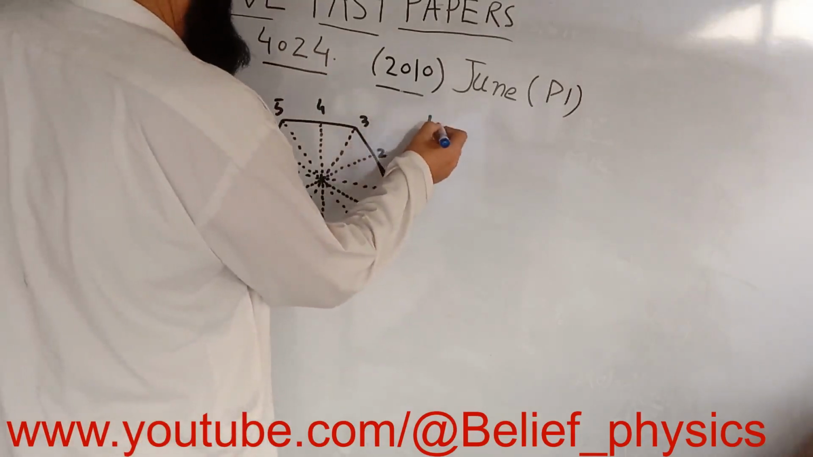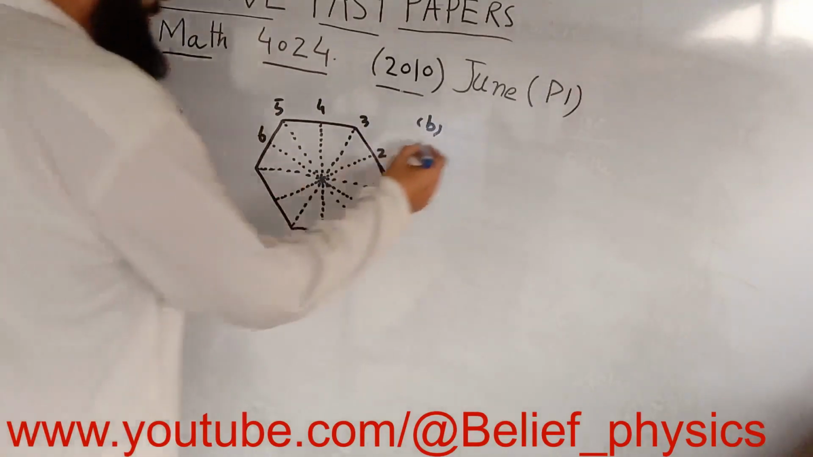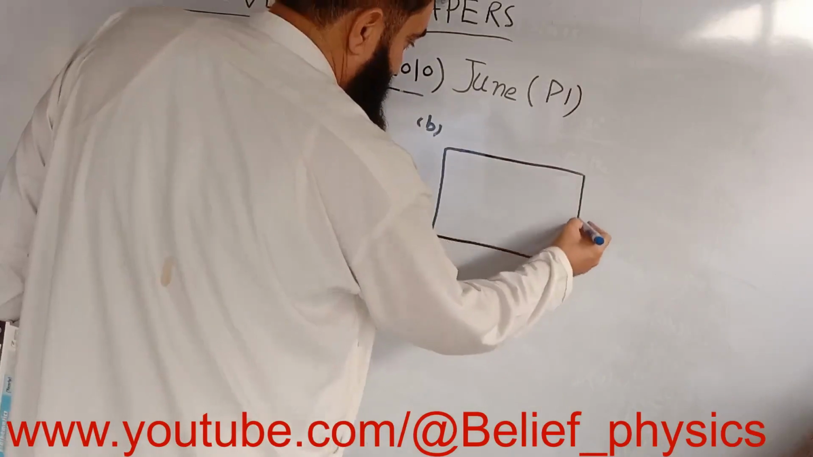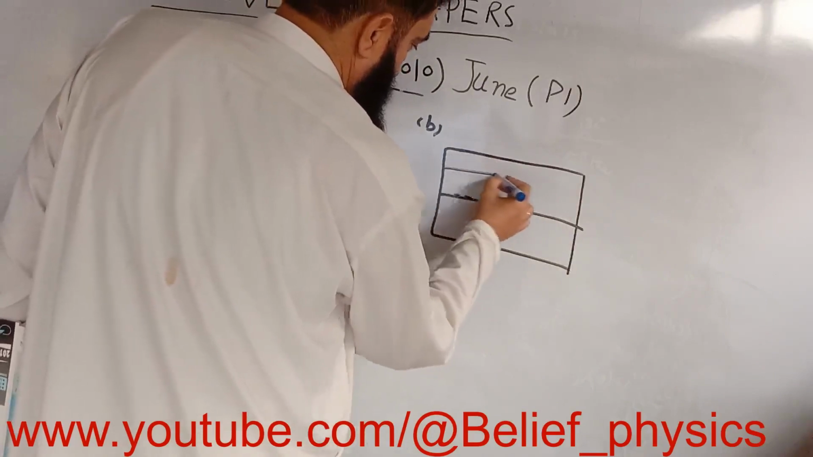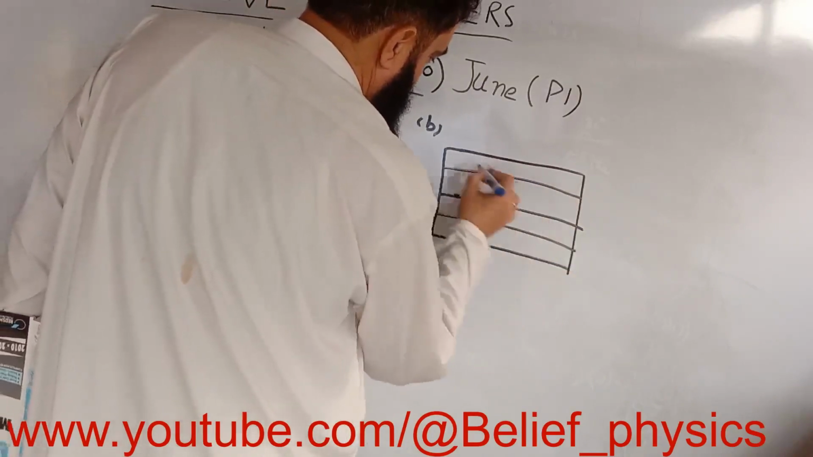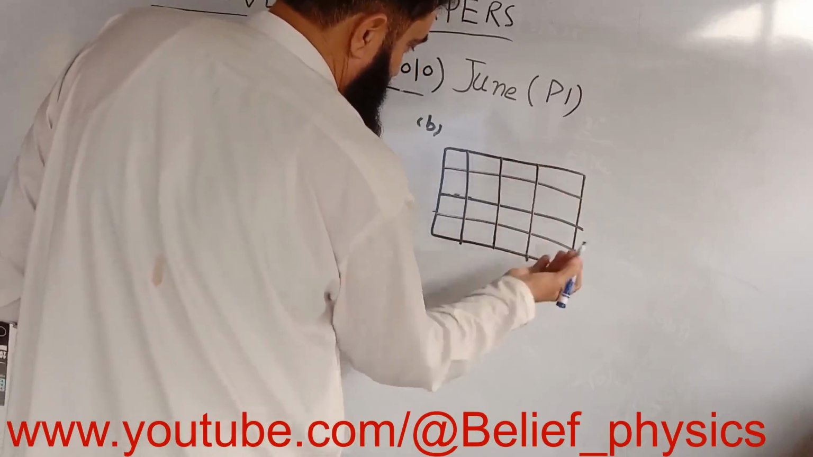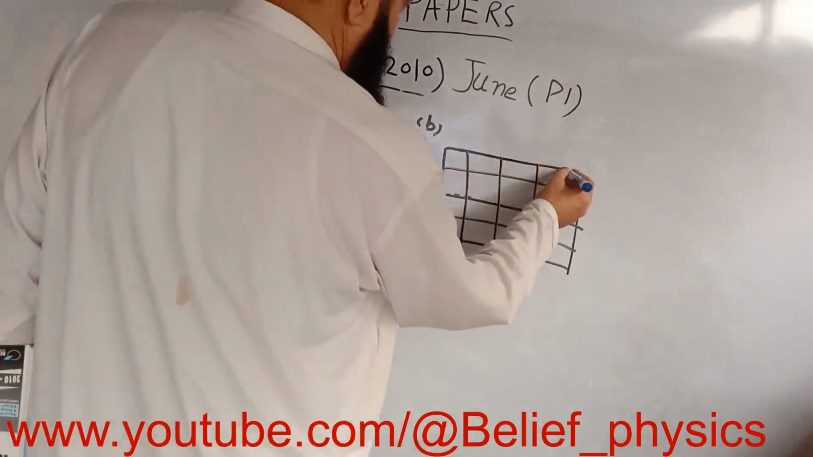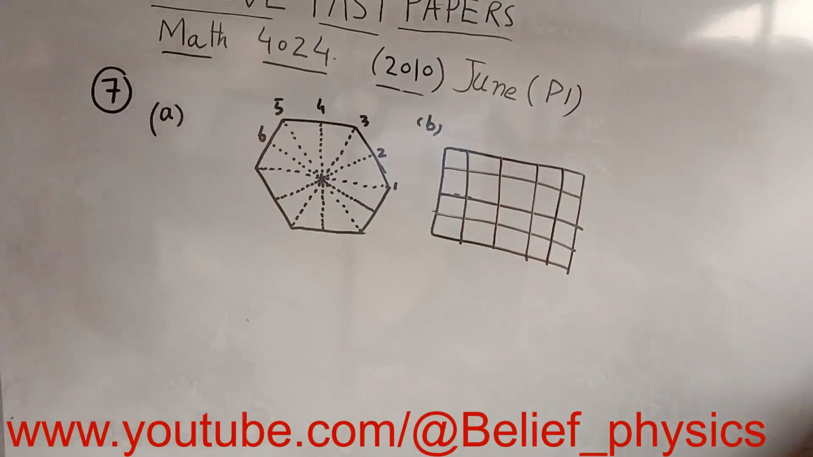And in part B, we have a grid here. A grid is given like that. On that grid, we have to draw a polygon which has rotational symmetry of order 2.